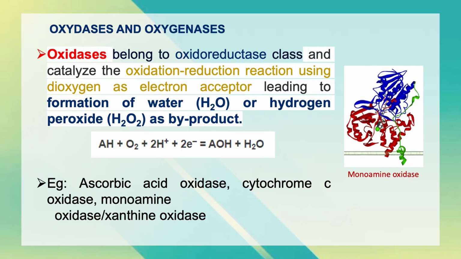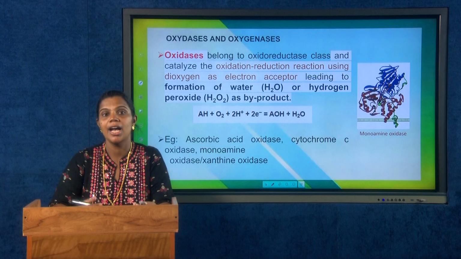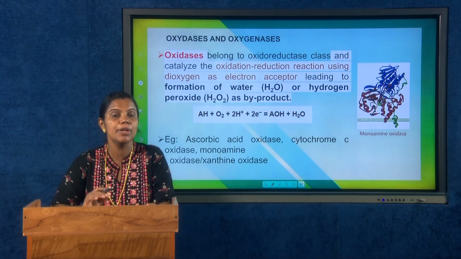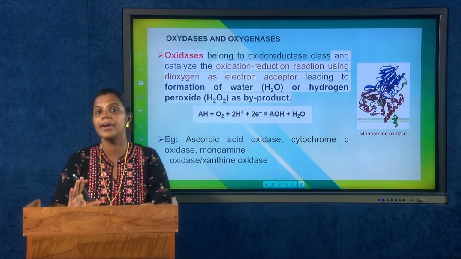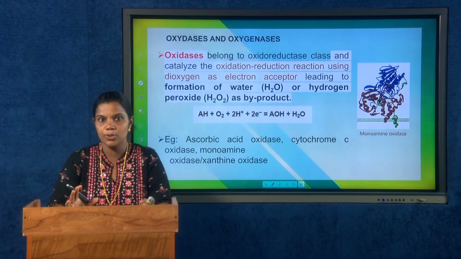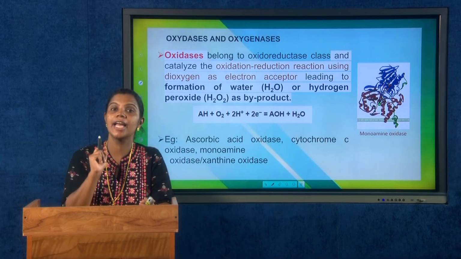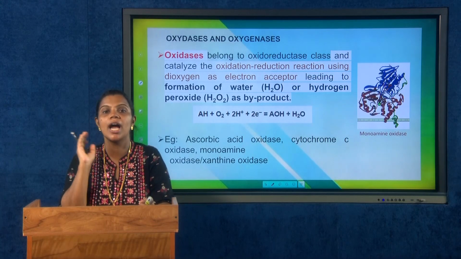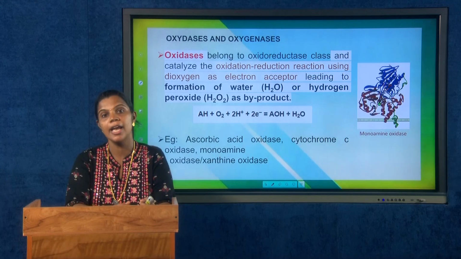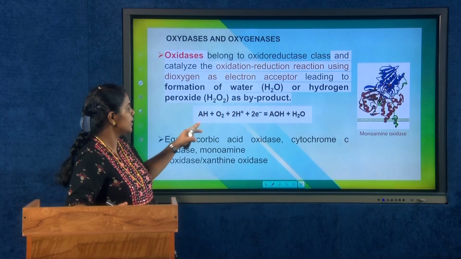Now, we move on to the next category of enzymes, the oxidases and oxygenases. As the name suggests, oxidases belong to the class of oxidoreductases and catalyze oxidation-reduction reactions using dioxygen as the electron acceptor, leading to the formation of water or hydrogen peroxide as the byproduct. Here you can see the equation.